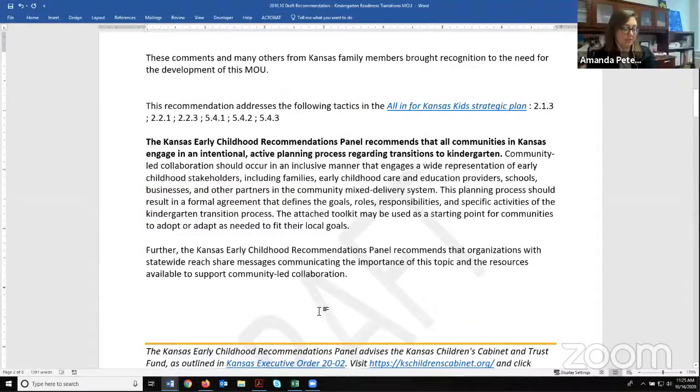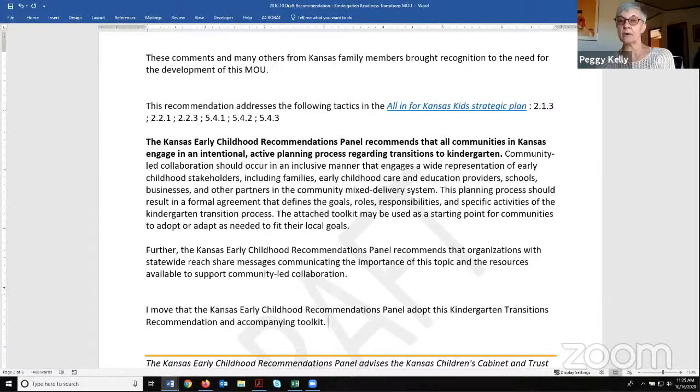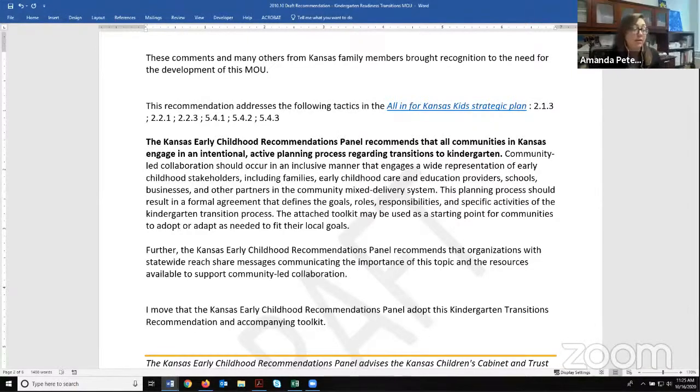I'm wondering if we say, Peggy, and since I've got this Word document, adopt this. I think it's that simple. I move that the panel adopt this kindergarten transitions recommendation and the accompanying toolkit. And do we need to include that we're encouraging panel and partners to disseminate? Or is that a separate action?